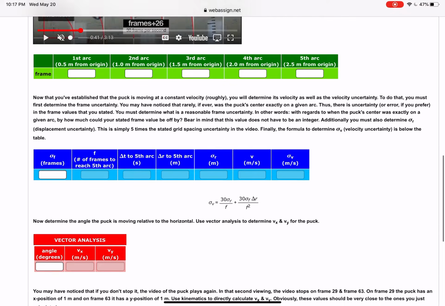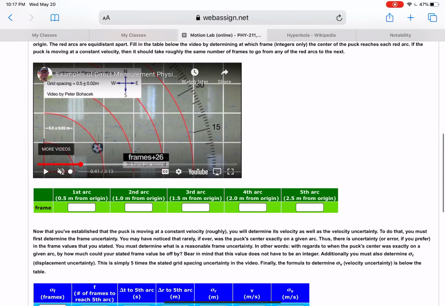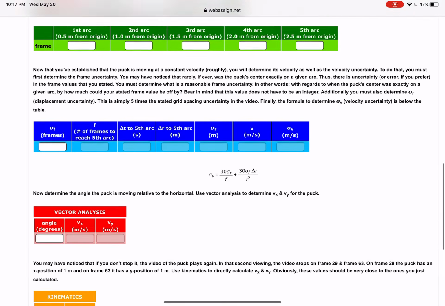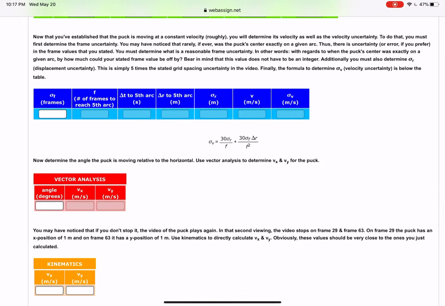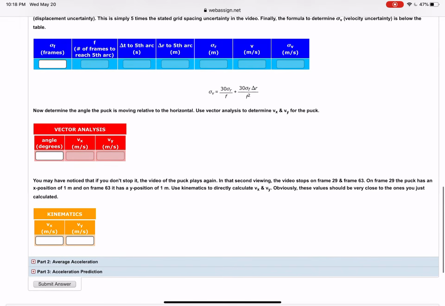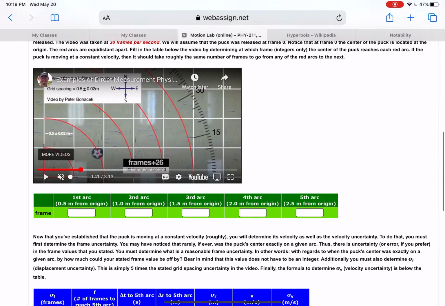You also can get the angle from the video. You can see the protractor there in the video. So you can get the angle and then you can use vector analysis to figure out the x component of the velocity and the y component of the velocity. And you can compare that to what kinematics predicts because this video goes through twice.